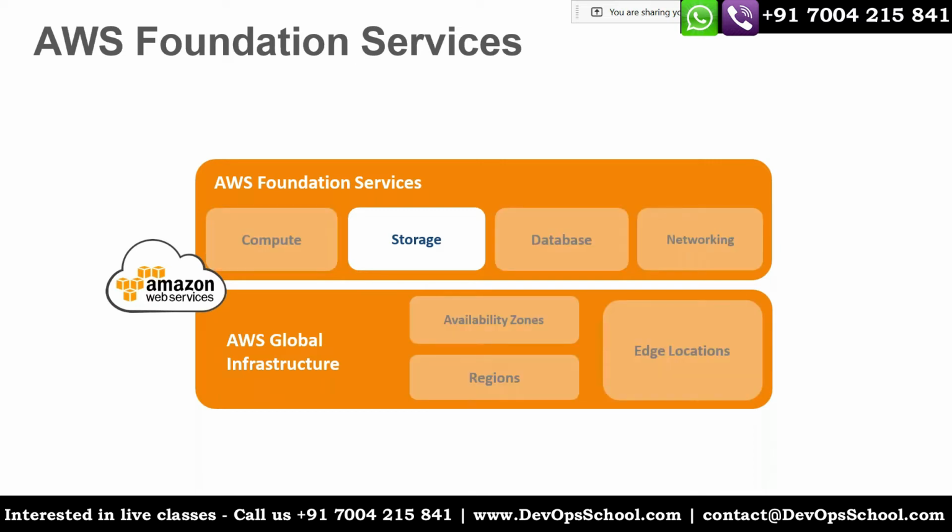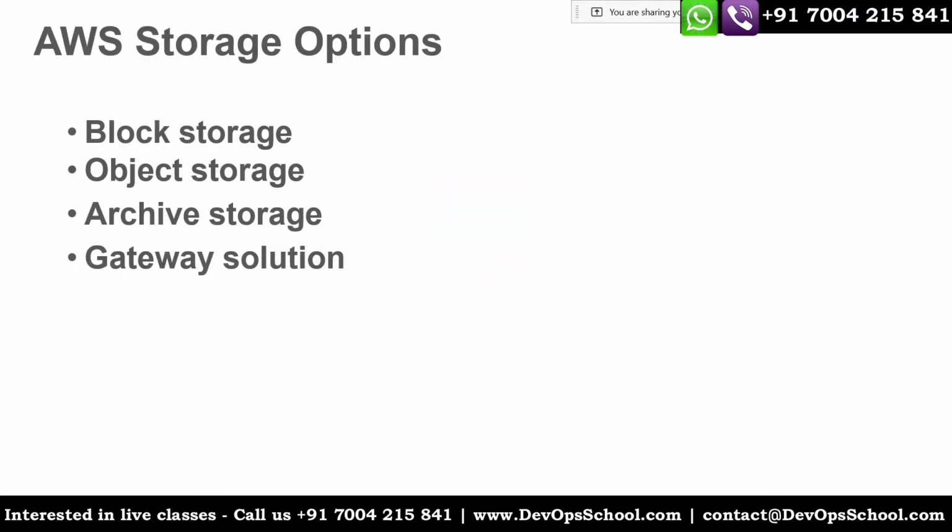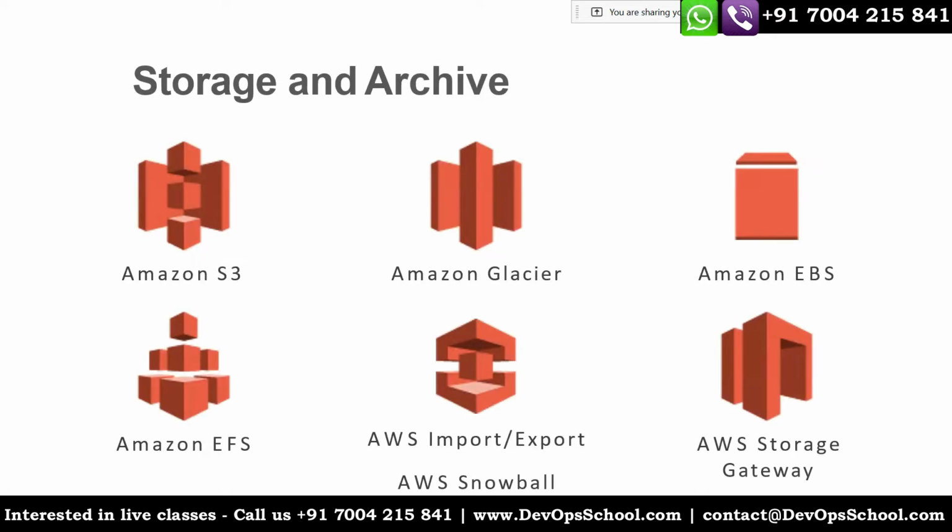Okay. So today we are going to discuss the storage section first, then followed by database, then followed by networking, and then DevOps tools. So we have to finish all this stuff today. So let's get started. So in AWS, we have these kinds of options. We have block storage, object storage, archive storage, and gateway solutions. Okay, these are the primary storage options we have.